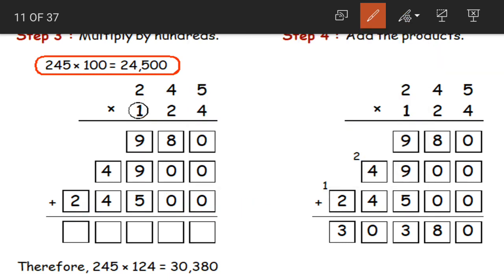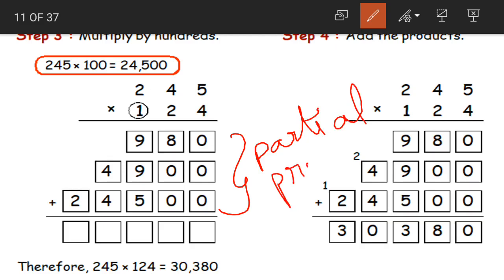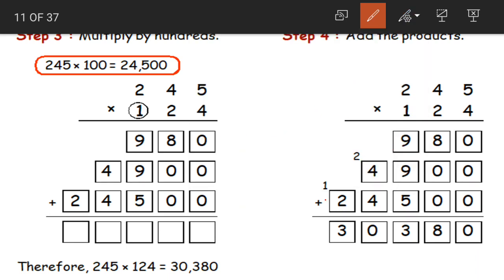Now what did we get children? What are these called? These are called as our partial products. What are these called as? These three numbers are called as our partial products. Now what to do with these partial products? We need to add them.